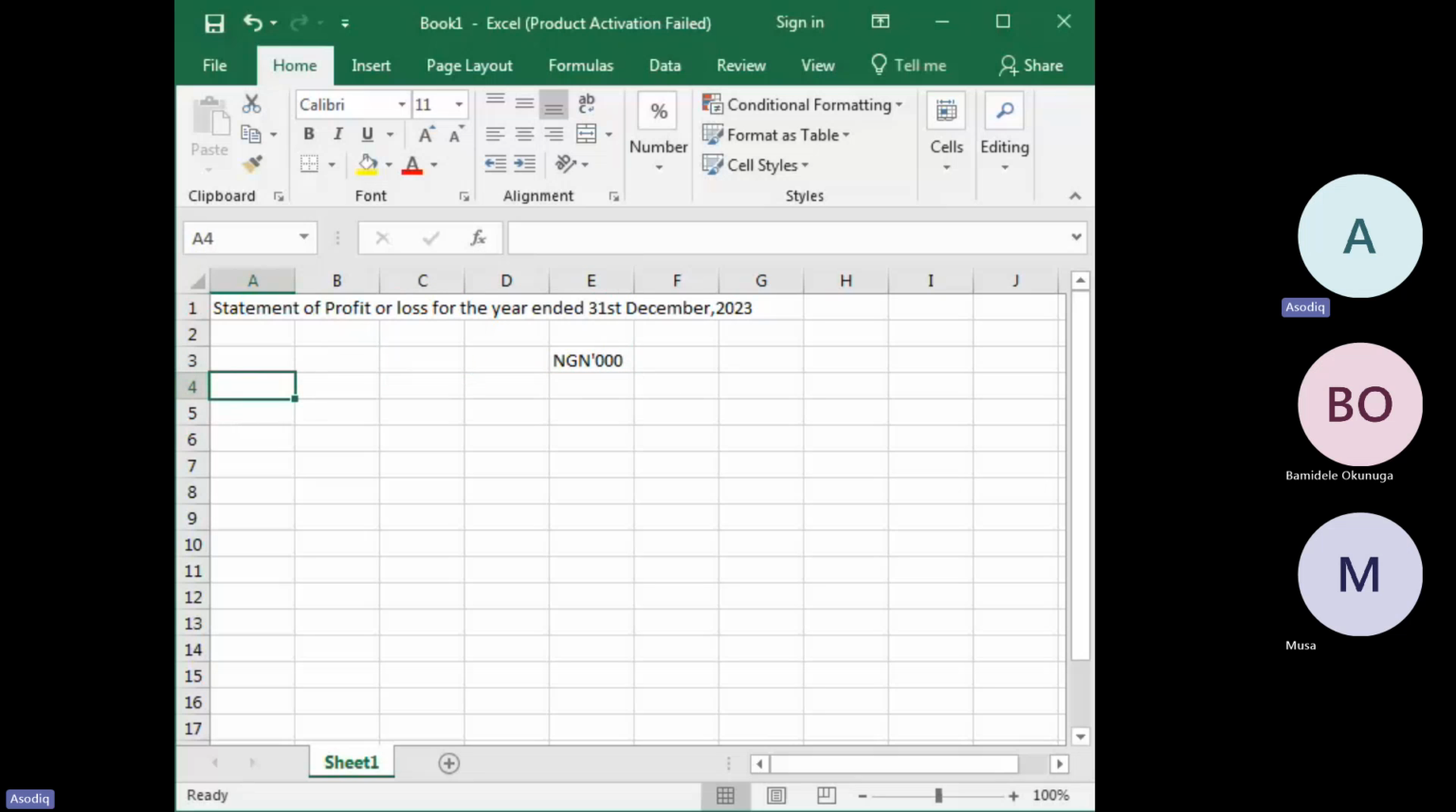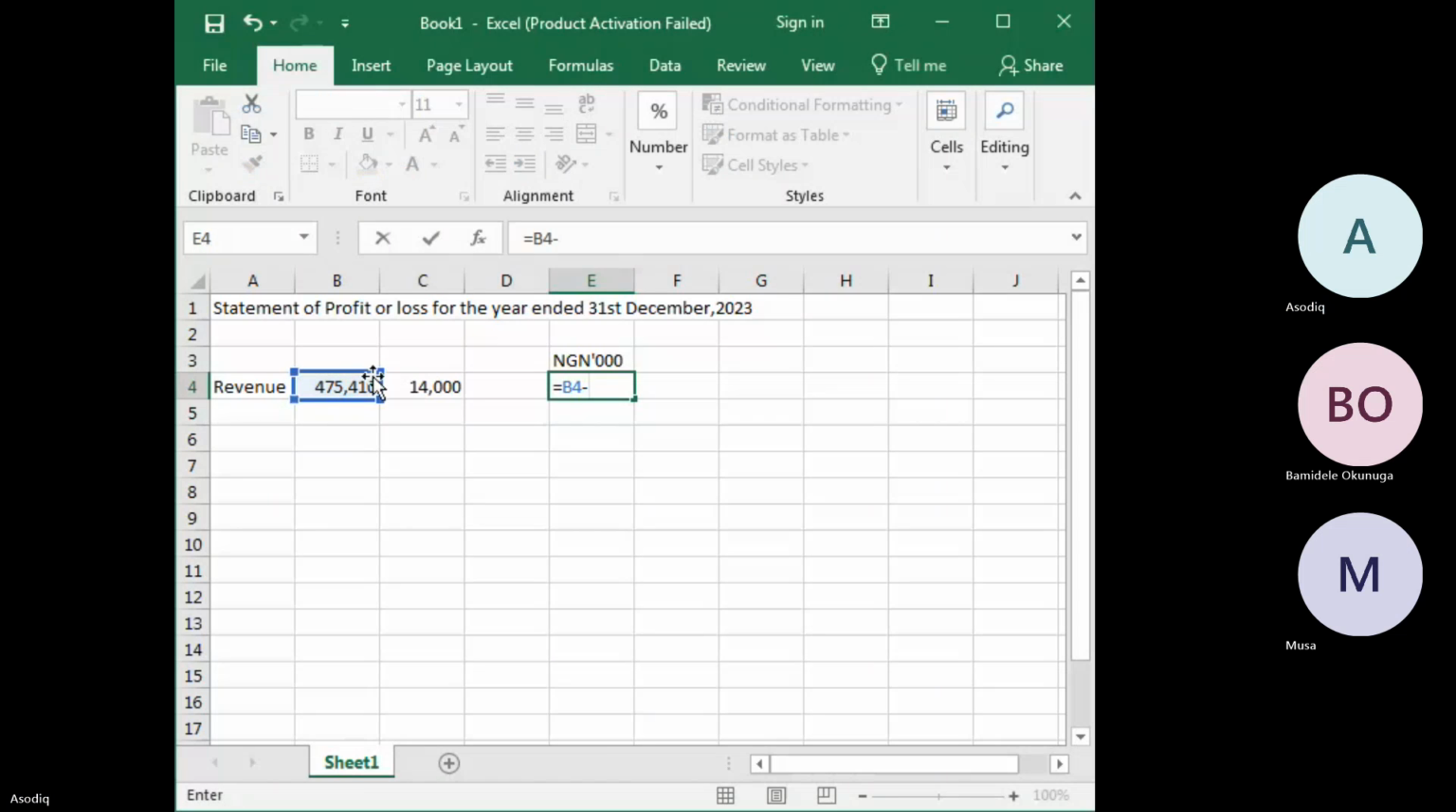The first thing I have is my revenue. So now I'm going to insert everything that I have regarding my account. Revenue, I have 475,40. So I can put it here. Don't forget that I'm told that because I have to discontinue my particular operation, I have revenue of 14,000 naira. That means I'm going to less it off. So this minus this, I have 461,14.